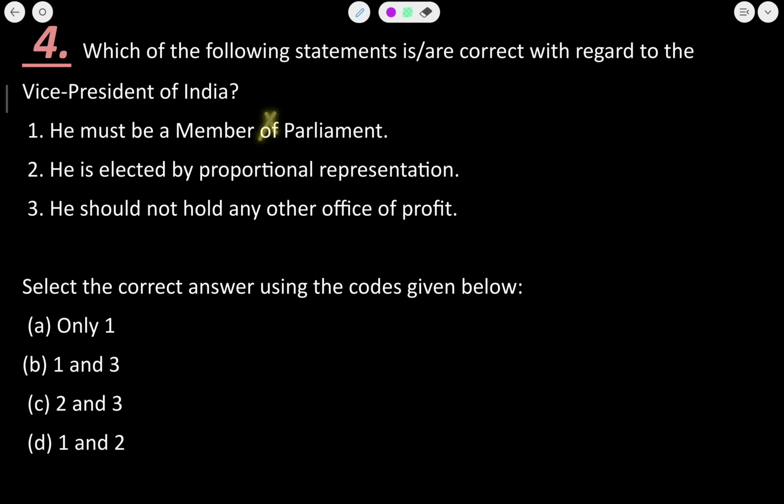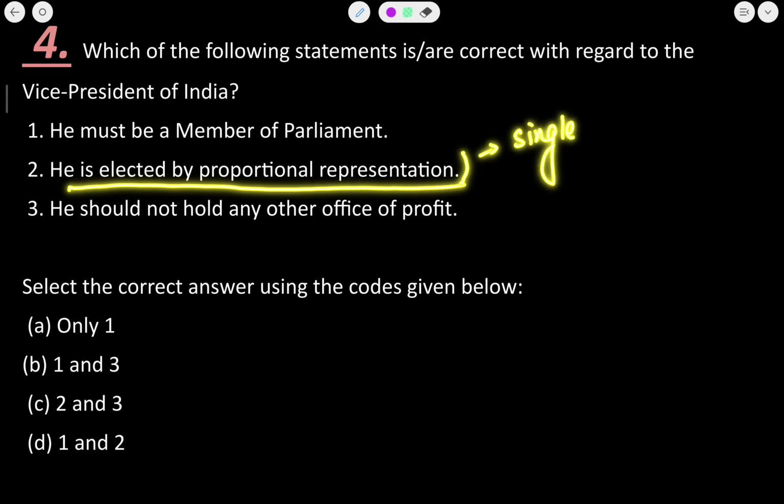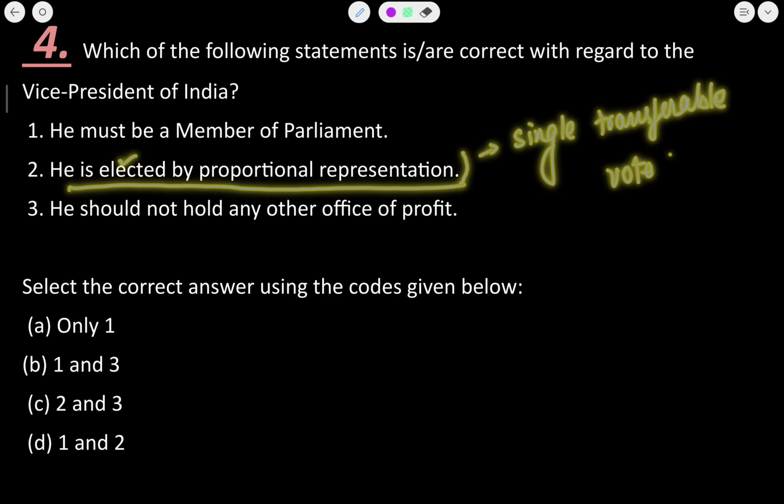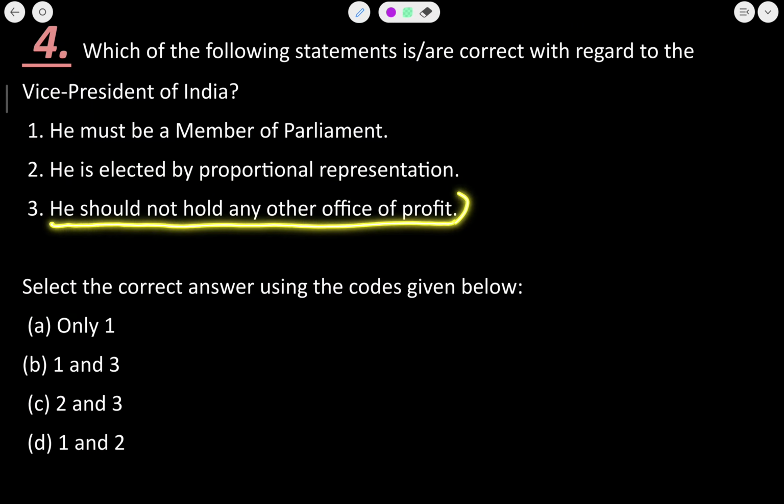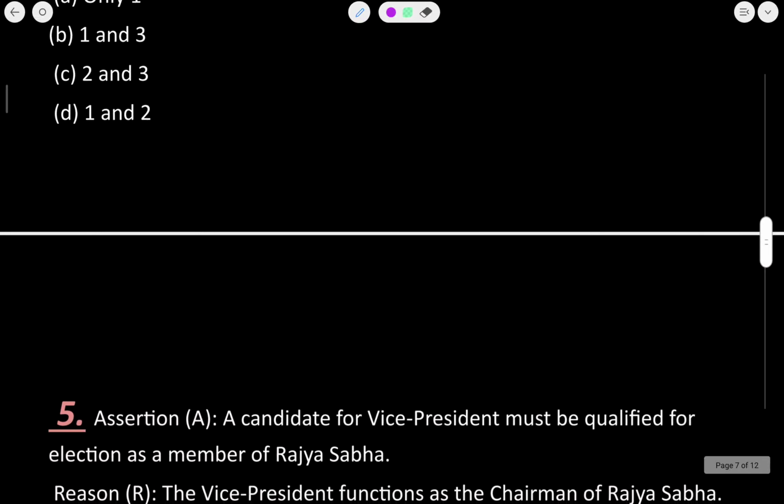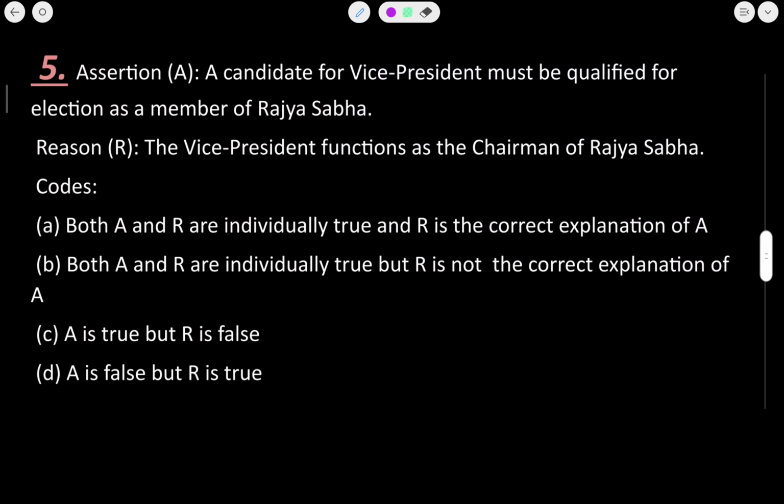ठीक है. Second, he is elected by proportional representation. Yes, by means of single transferable vote. ठीक है. The second statement is correct. Third, he should not hold any office of profit. Yes, this is the fourth condition that I mentioned. ठीक है. दूसरा और तीसरा स्टेटमेंट हमारा करेक्ट है. So the correct answer to this question would be 2 and 3. I hope the things after the explanation part are clear to you.